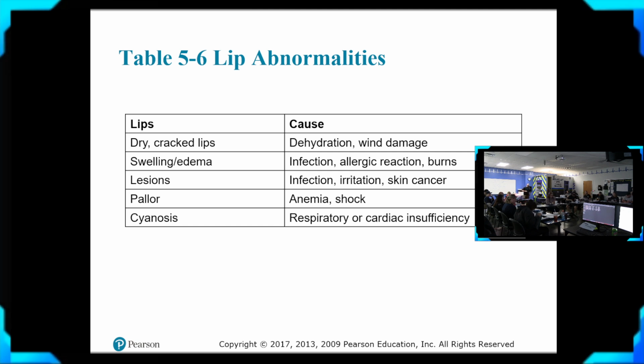This is a good thing to memorize. Dry and cracked lips are indicative of dehydration or wind exposure. Swelling is indicative of allergic reactions or infection. Lesions are infection or some type of cancer. Pallor is a good indication that they're anemic or in some sort of distributive shock. And then cyanosis is obviously cardiac or respiratory insufficiency.